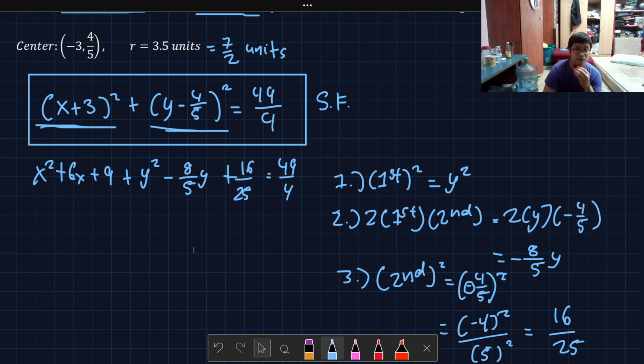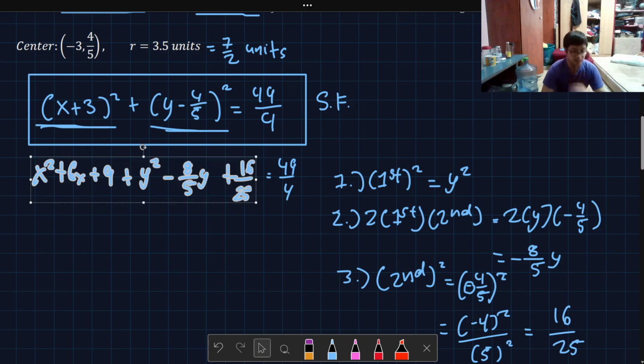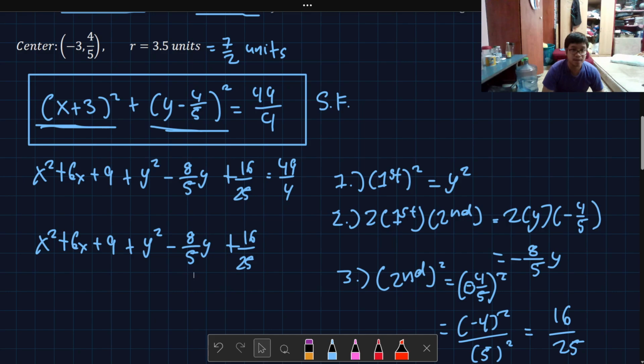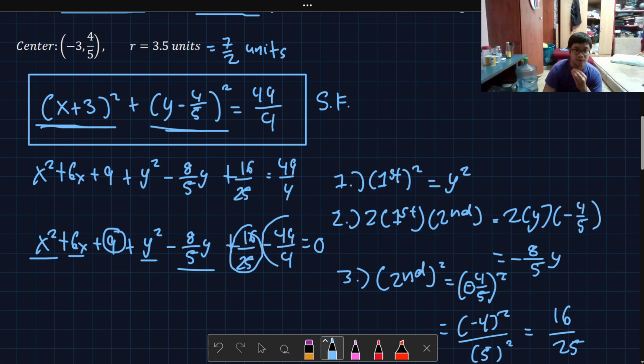You combine all terms on one side. So let me just copy this, and then transpose 49 all over 4 to the left. You will get negative 49 all over 4 is equal to 0. Then we combine similar terms. Now here's the thing. x squared, 6x, y squared, and negative 8 all over 5y are all lonely. They don't have similar terms, unlike the constant terms. The constant terms are 9, 16 all over 25, and negative 49 all over 4. With that, we can combine these three constant numbers.